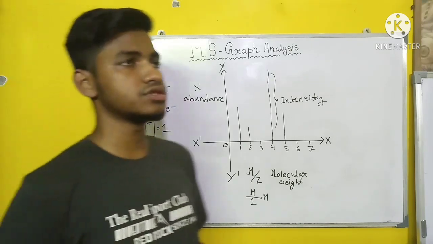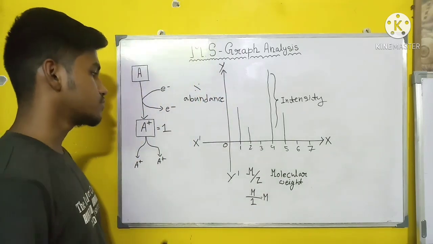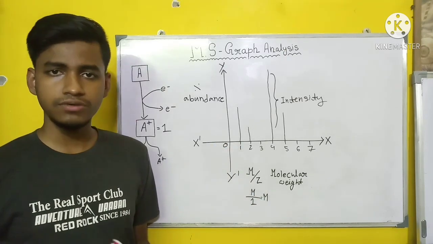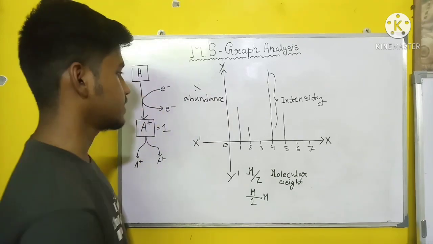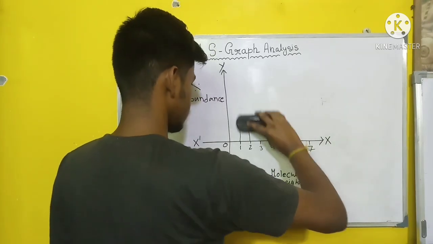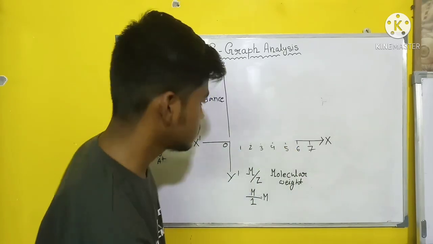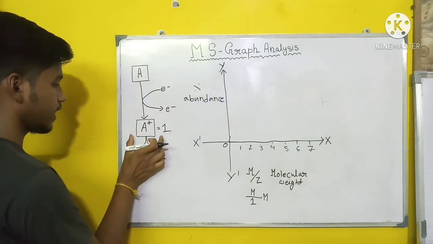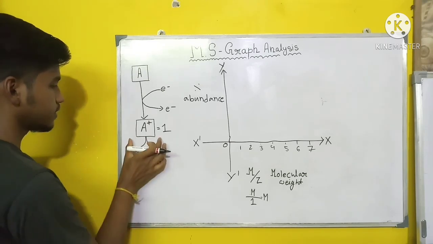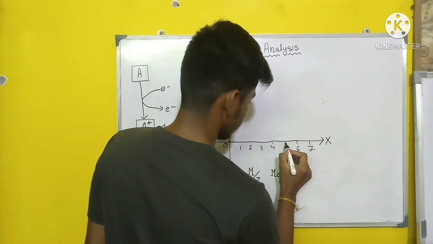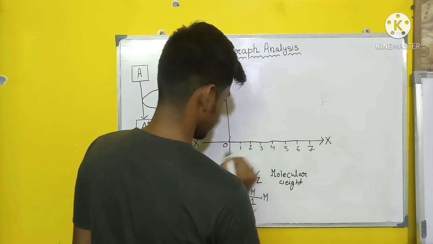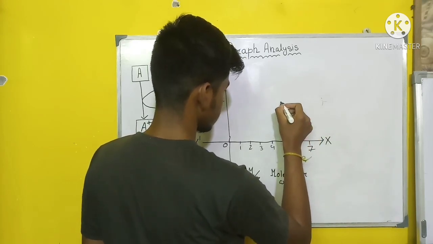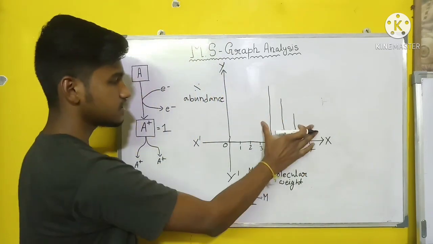So now you may have the question: how will you know the molecular ion and determine the fragment ion in this graph? The answer is, guys, suppose this is a line, this is another line, and this is another line. These are the three lines.